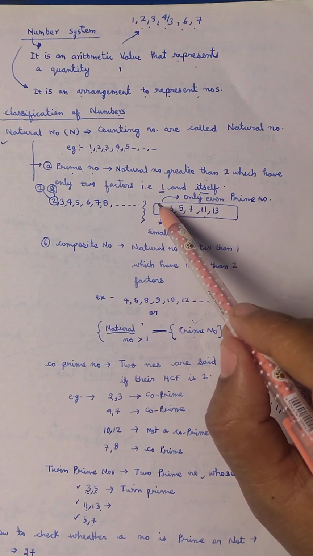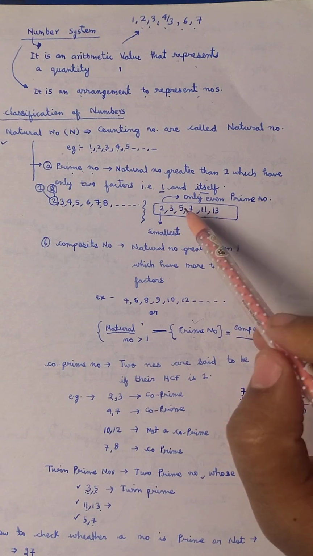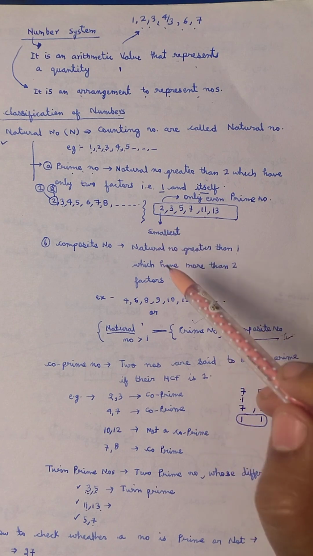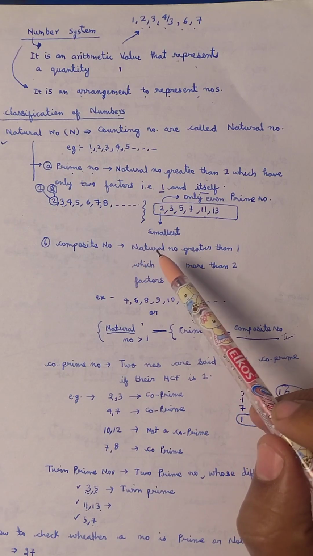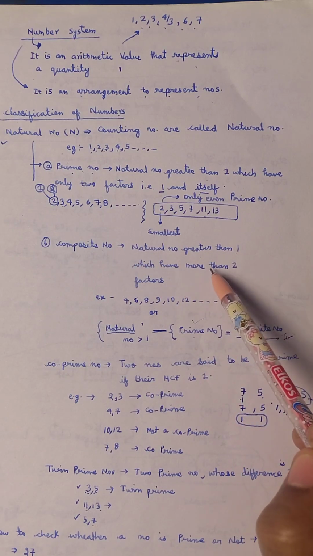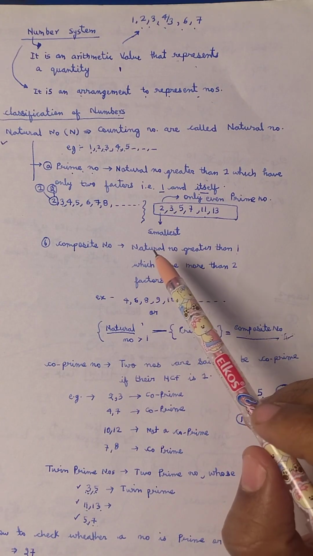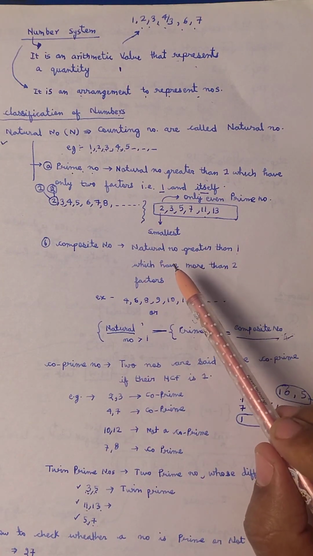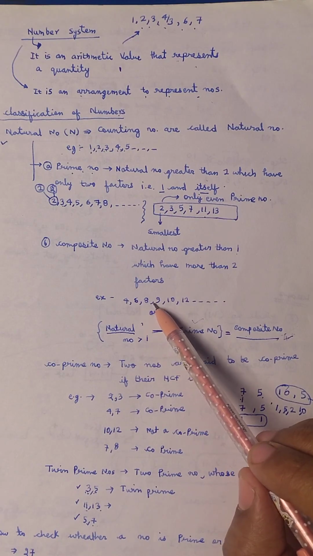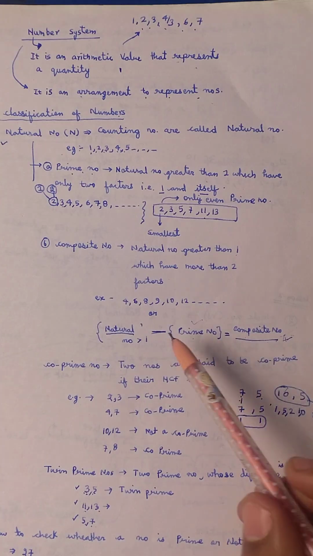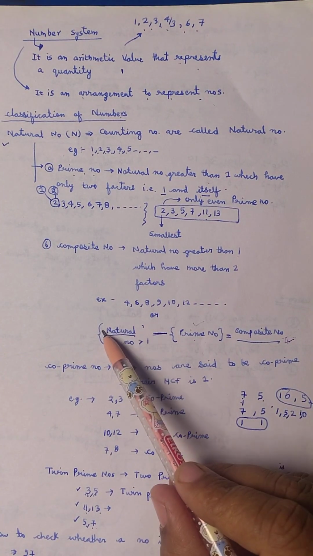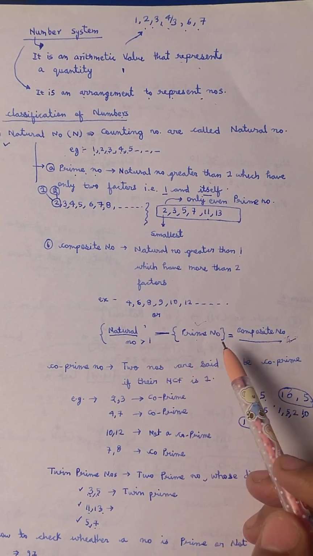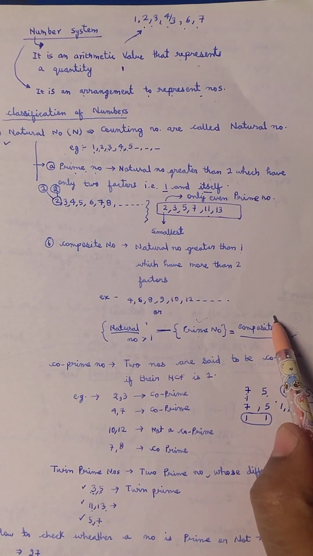Important point to remember is that 2 is the only even prime number and 2 is also the smallest prime number. Now come to composite number. Natural number greater than 1 which have more than two factors. So composite number is a number which has more than two factors. For example, 4, 6, 8, 9, 10, 12. So take all the natural numbers greater than 1 and subtract prime numbers from them. So you'll get the collection of composite numbers.